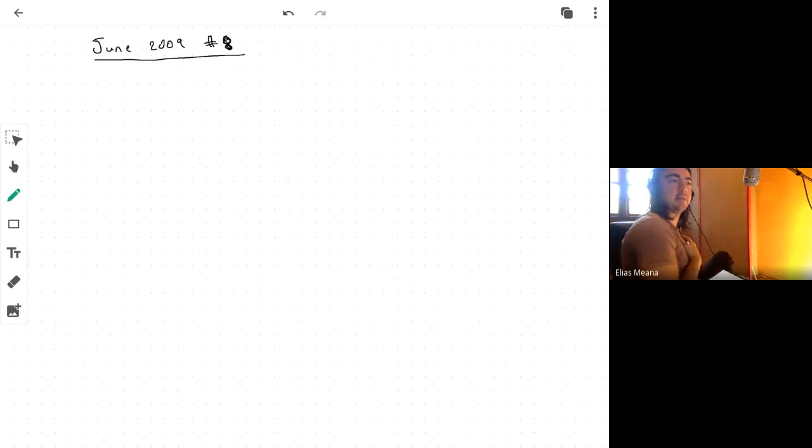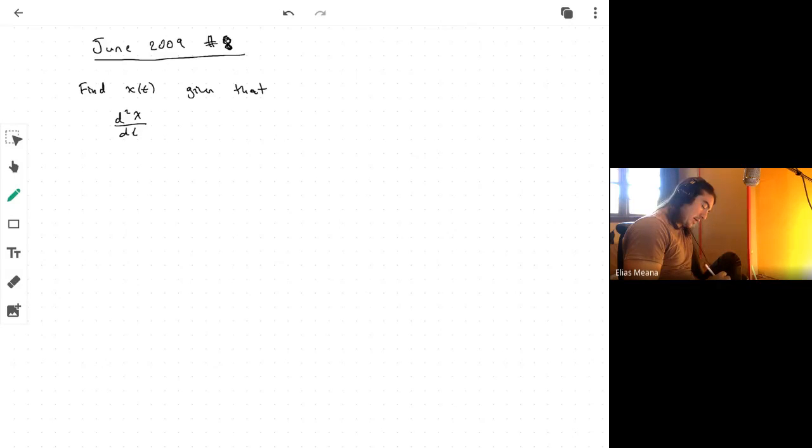So they have a non-homogeneous equation. We're doing a homogeneous equation. So we're going to solve, we're going to find x of t, given that we have d squared x dt squared, what is it, 5 and 6, right? Plus 5 dx dt plus 6x equals 0.